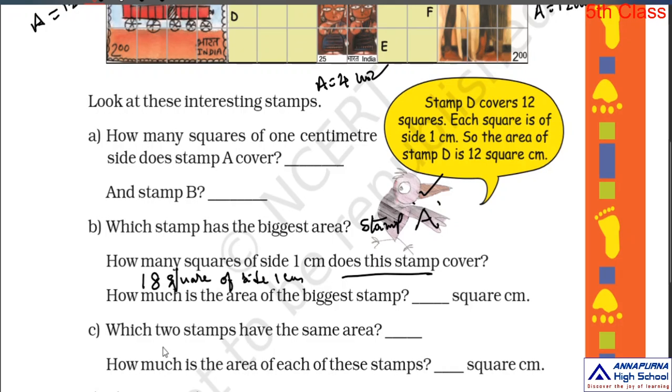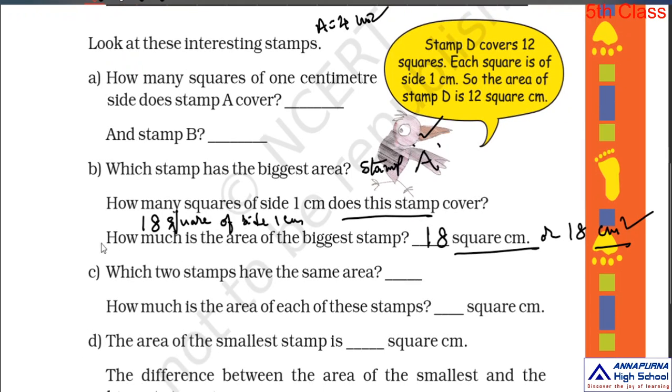Therefore, how much is the area of the biggest stamp? The area is 18 square centimeters, or we can write the same thing as 18 centimeter square. Centimeter square or square centimeters, both are same.